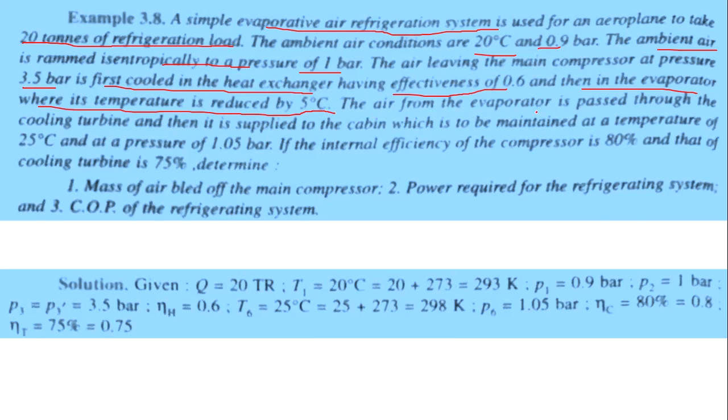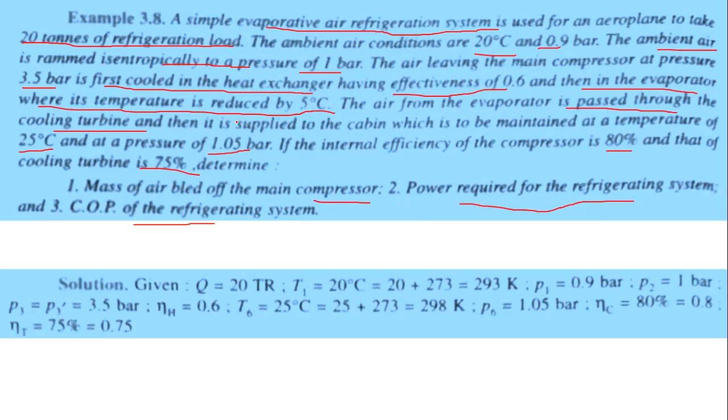The air from the evaporator is passed through the cooling turbine and then it is supplied to the cabin, which is to be maintained at a temperature of 25 degrees Celsius and a pressure of 1.05 bar. And the isentropic efficiency of the compressor is 80% and for the cooling turbine is 75%. If so, determine the mass of air bled from the main compressor, the power required for the refrigerating system and the COP of the refrigerating system.